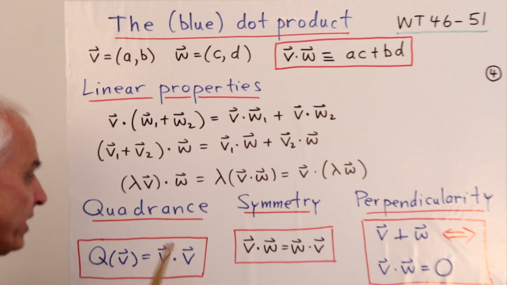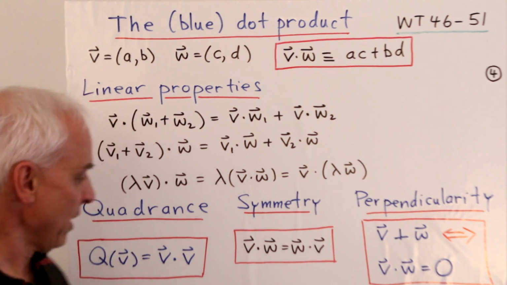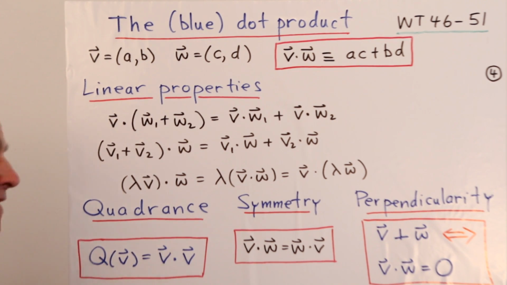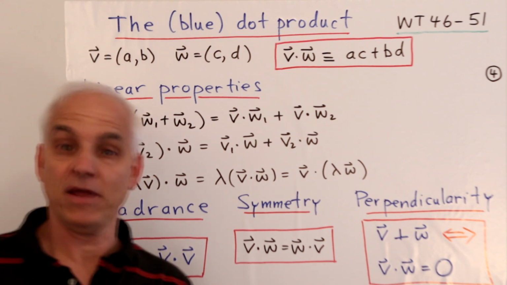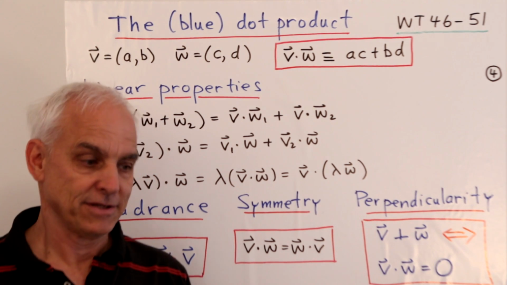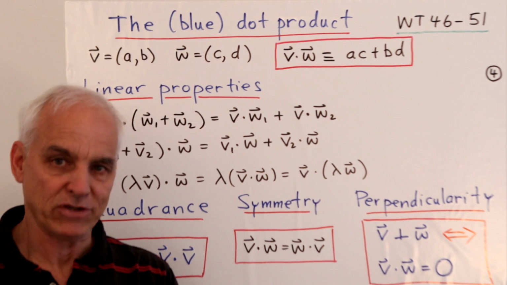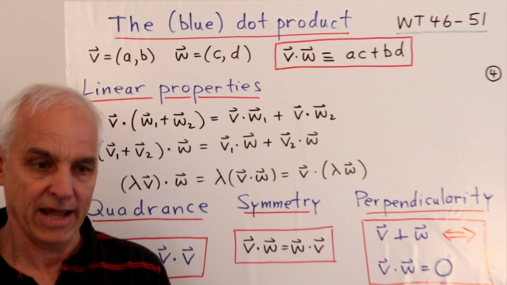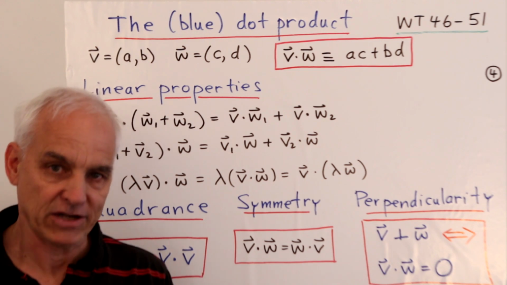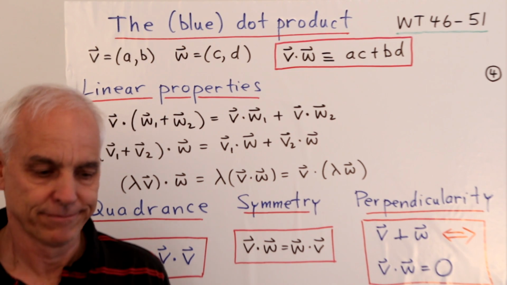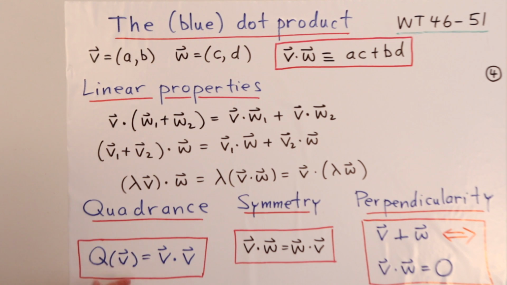Then three other important aspects of the dot product. First of all, that the quadrance of a vector is just v dot v. This is an absolutely fundamental fact that the crucial metrical quantity can be expressed as a dot product of a vector by itself. In mathematics, we sometimes say that's a quadratic form.